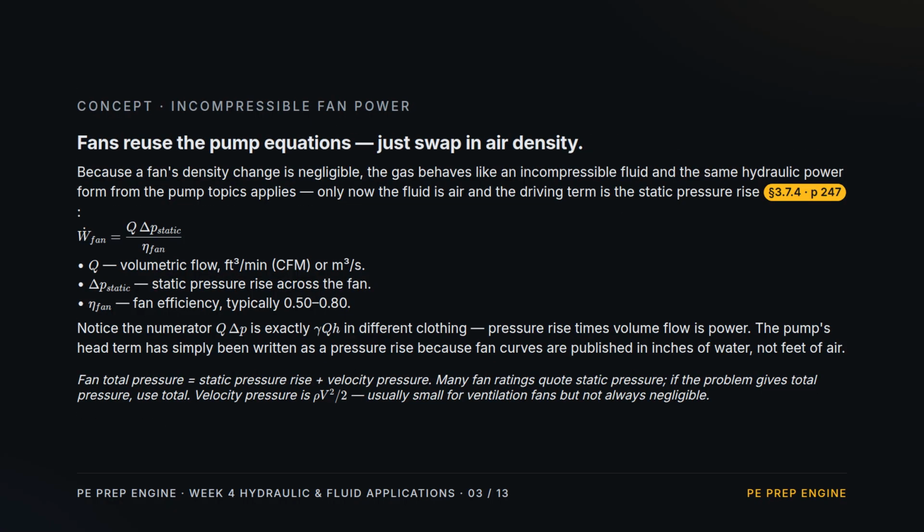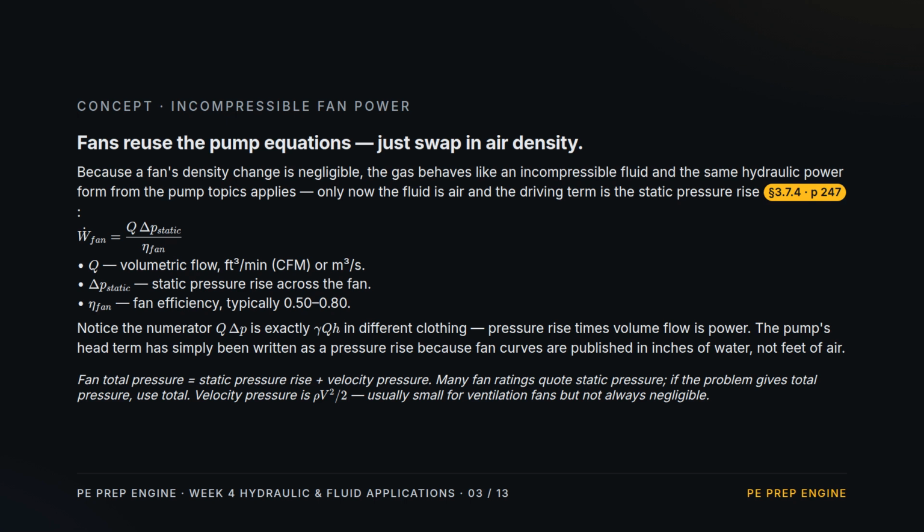Because the density change across a fan is negligible, the air behaves like an incompressible fluid, so the same hydraulic power form applies. Fan power equals volume flow times the static pressure rise over the fan efficiency. Flow in cubic feet per minute or cubic meters per second. Delta P is the static rise, efficiency typically 50 to 80%.